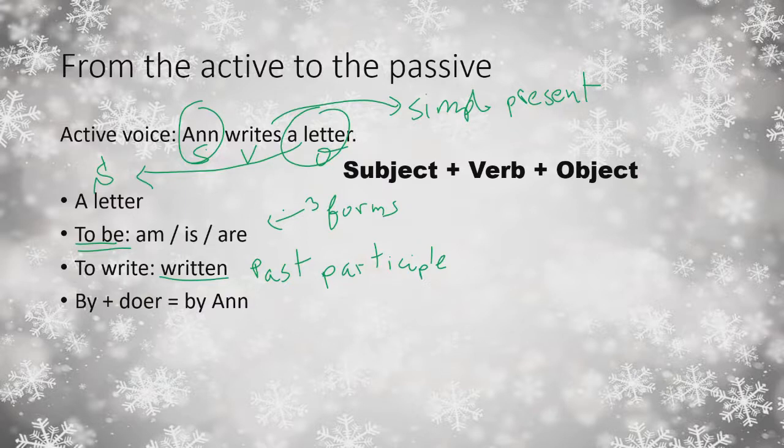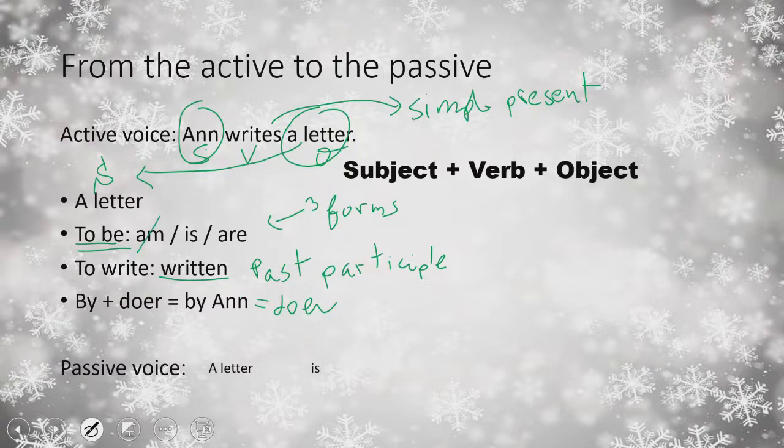At the end, if we want to mention the doer, يعني إلا بغينا نبينو شكون هو الفاعل اللي قام بالفعل, غادي نزيدو by plus the doer. It means by Anne, because Anne is the doer of the action.